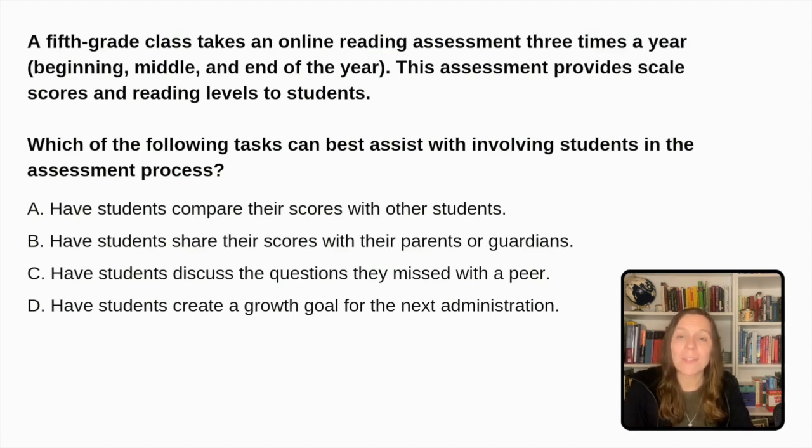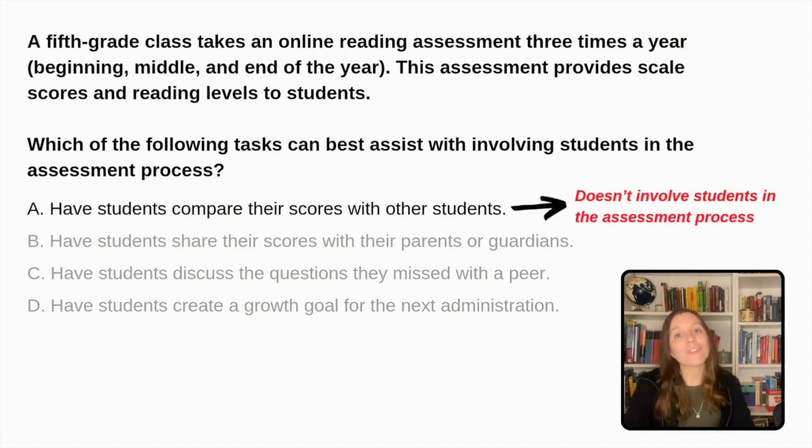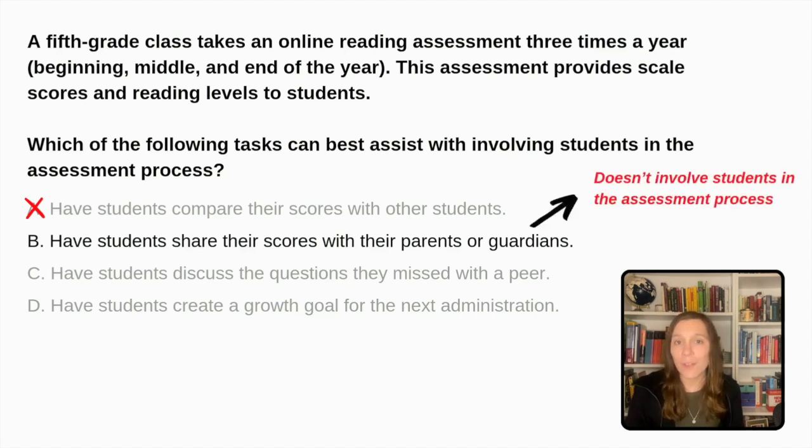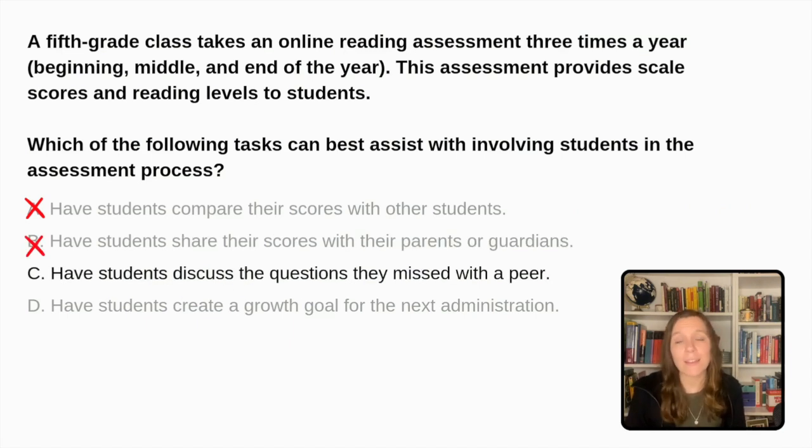Some of these answers can be eliminated fairly easily. A. Having students compare their scores with other students not only doesn't involve them in the assessment process, but is also problematic for student privacy. So that one is incorrect. B. Having students share their scores with their parents or guardians may be a good idea, but doesn't necessarily involve them in the assessment process, so that is also incorrect. C. Having students discuss the questions that they missed with a peer is closer, but is still not the best answer. D. Having the students create a growth goal for the next administration of the test is the best answer.